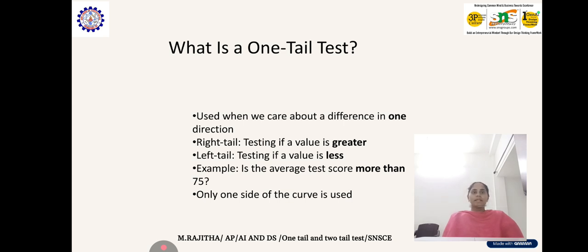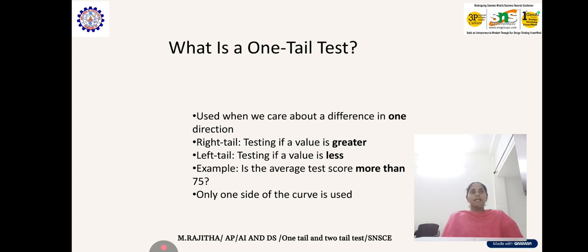What is a one-tail test? A one-tail test, also known as a one-sided test, is a type of hypothesis test where the alternative hypothesis is concerned with deviations in only one direction. This means we are testing whether a value is significantly greater than or significantly less than a specified number, but not both. In a one-tail test, the rejection region is located entirely on one end of the probability distribution.